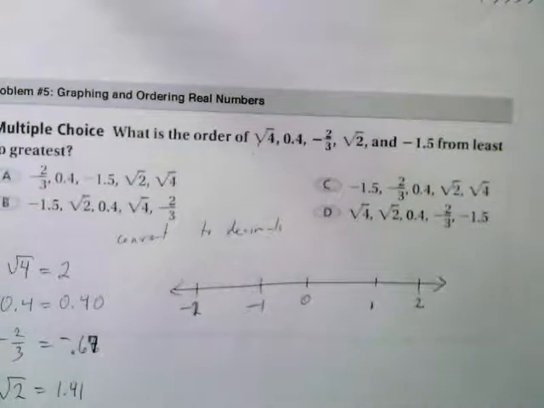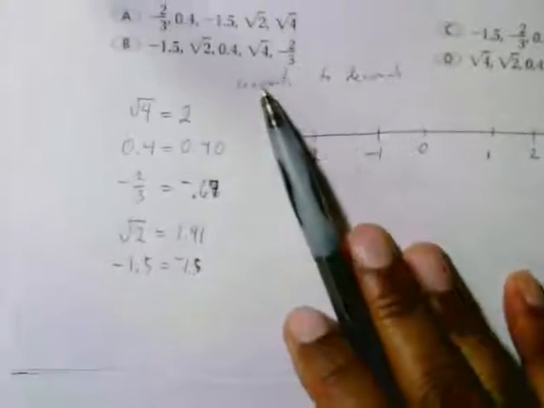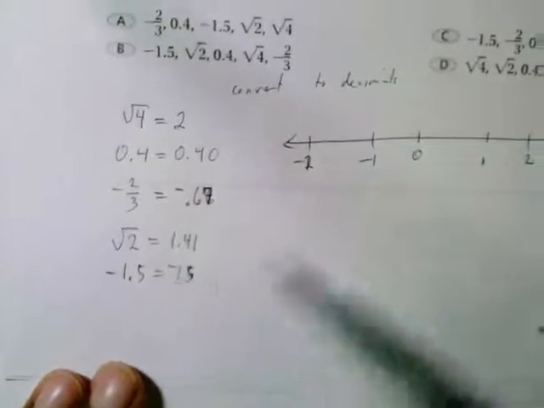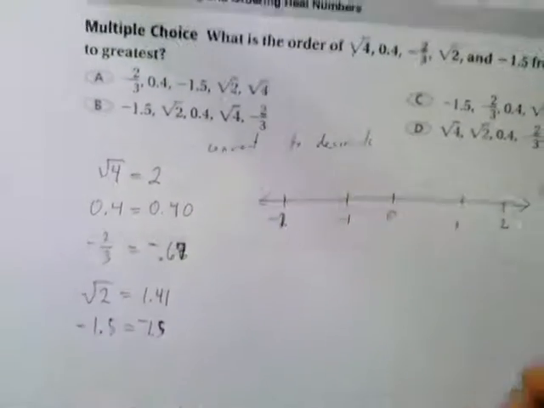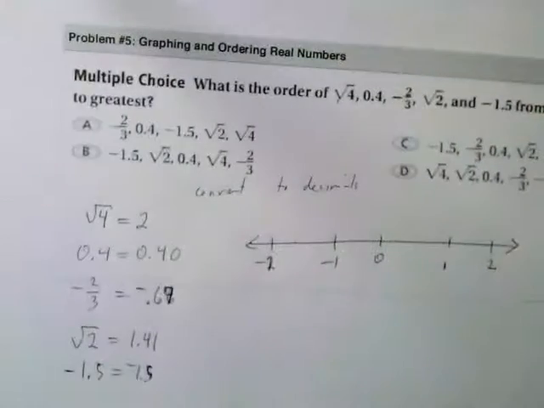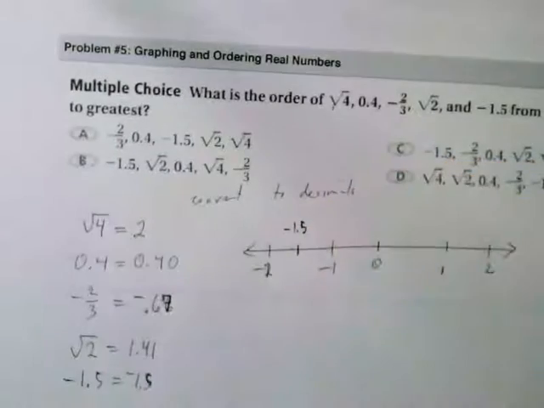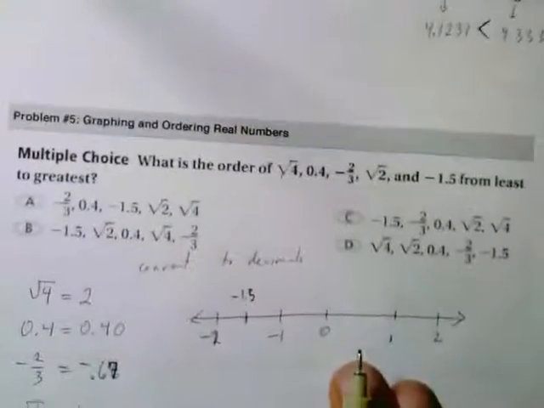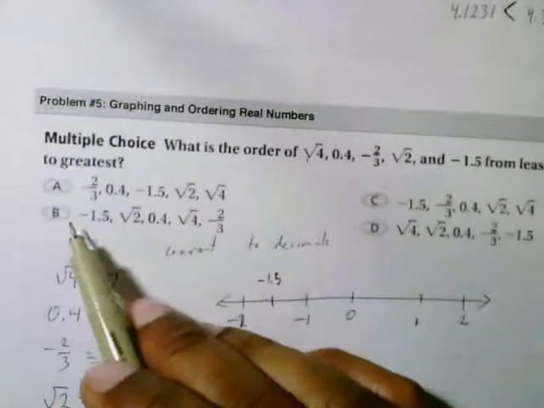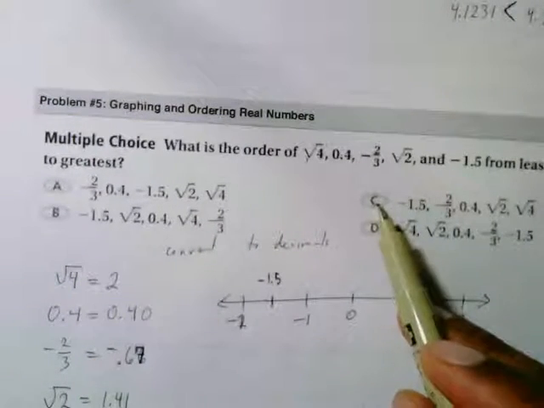So looking at it, this here is the most negative number. Right? This would be somewhere over here. Let me get a different color. So that's going to be the smallest. So already, it's either going to be choice B or D.